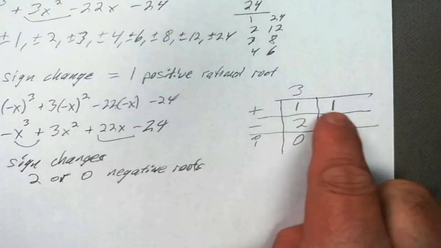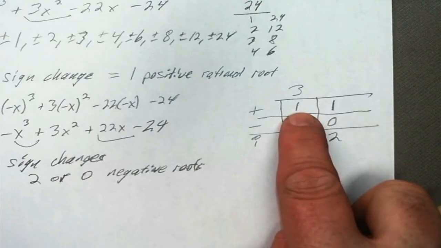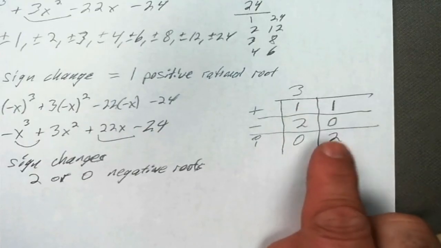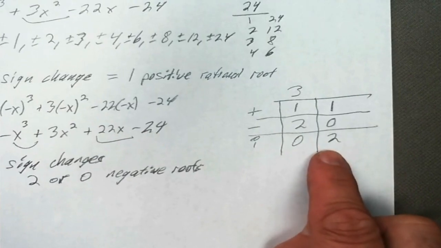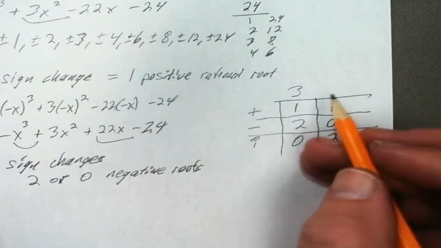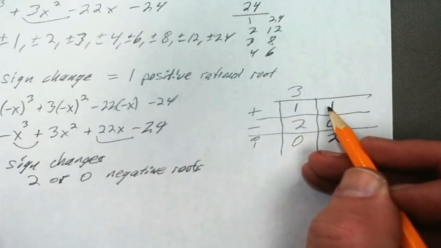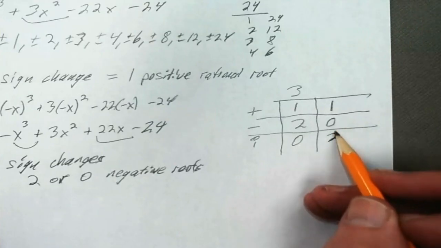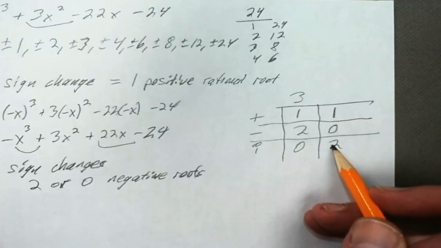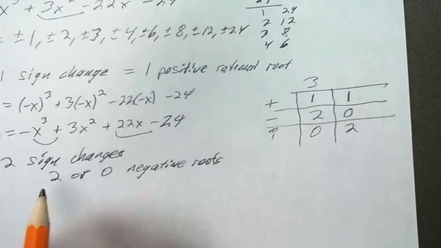We know there's only one positive. It can't be imaginary because remember, imaginaries come in pairs. If there's one, there's 2. There's always pairs. So if there's 1, there's guaranteed 1. 2 could be 2 negative, or maybe they're imaginary. So that rules that down pretty nicely there.